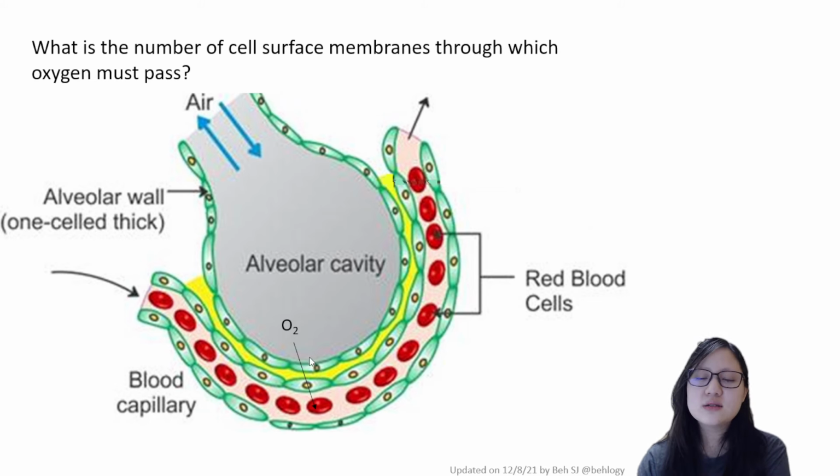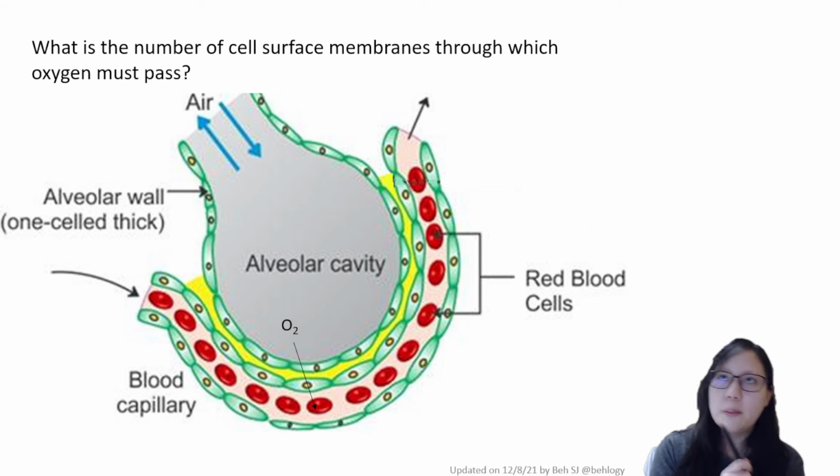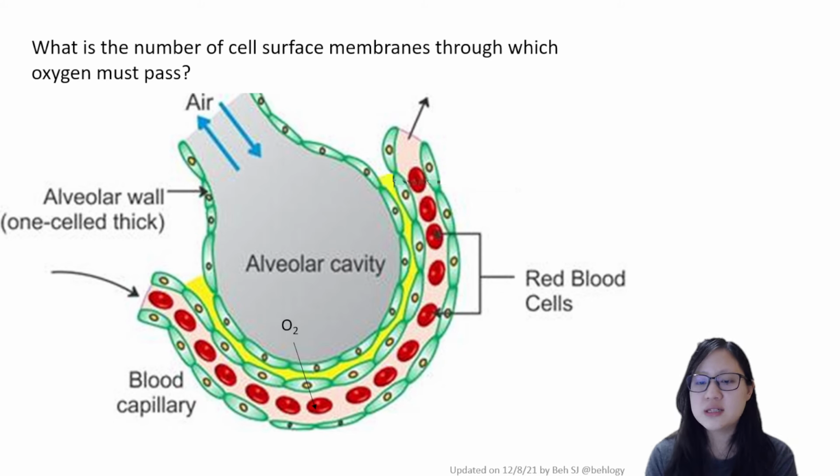And then the next thing to note is, okay, where is the oxygen going? It's obviously going to go into the red blood cells, right? Because oxygen will bind with hemoglobin in red blood cells to form oxyhemoglobin. So it must pass from this cavity through 2 cells, so 1 squamous epithelial cell from the alveolus, 1 squamous epithelium cell from the blood capillary, and then into the red blood cell. So this is the pathway here.